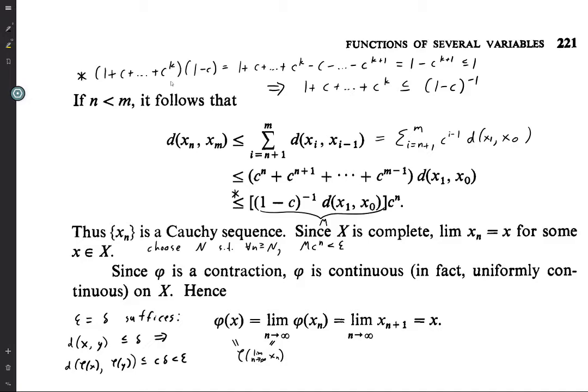And so furthermore, this actually shows us how to approximate this fixed point. This doesn't give us a formula for our fixed point exactly, but it shows us how to approximate it. You just start with any point in the space that you want, and you send it through phi, and you do that over and over and over again. If you do that enough, you'll get closer and closer to the fixed point. And so that's how you go about finding the fixed point.